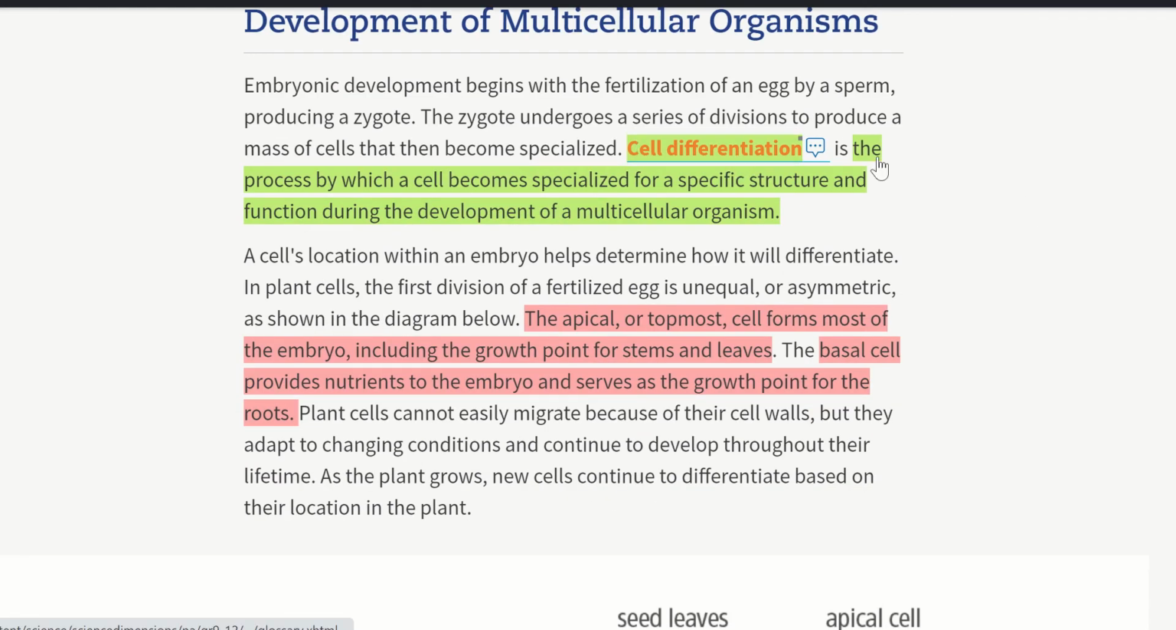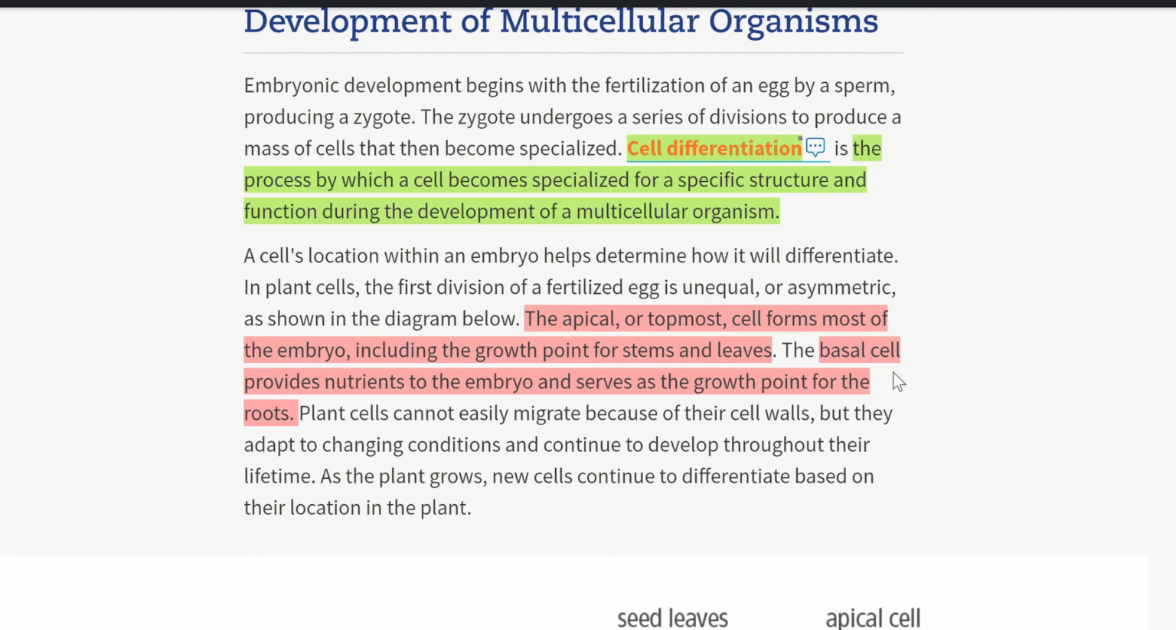So cell differentiation is the process by which cells become specialized for a specific structure and function during the development of a multicellular organism. And we're talking about all multicellular organisms. So every organism, from reptiles and birds and animals and humans, all living organisms that are multicellular are going to have some sort of cell differentiation.